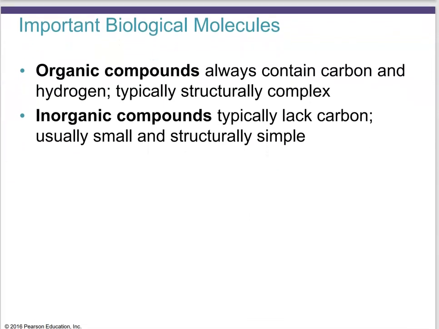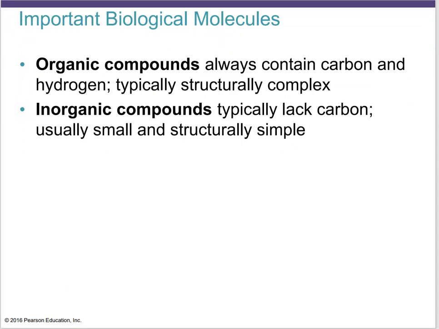Important biological molecules, we're going to have a whole section later talking about important biological compounds. We define something as an organic compound when it contains carbon and hydrogen. A lot of times there's also some oxygen involved and some nitrogen, but by definition you must have carbon and hydrogen to classify something as an organic compound. Inorganic compounds typically lack carbon. They're quite different. A lot of times they're small and fairly simple, but that's just on average.